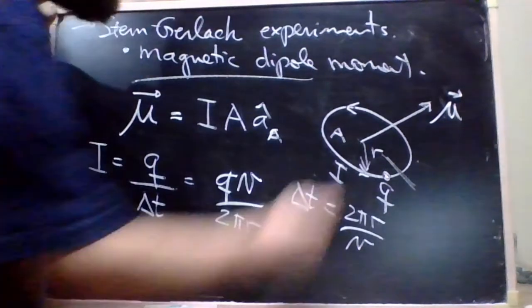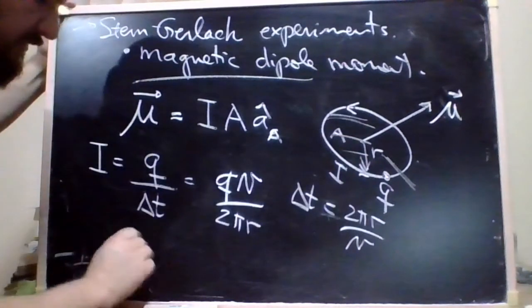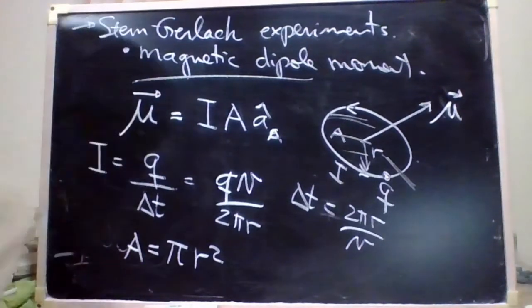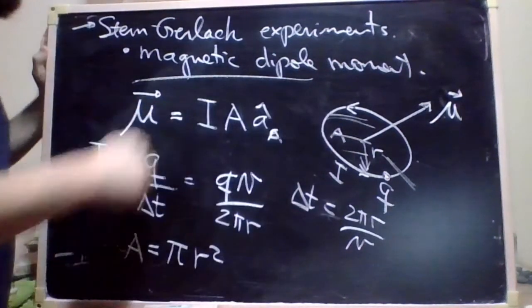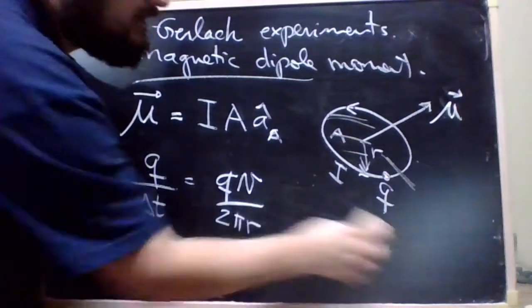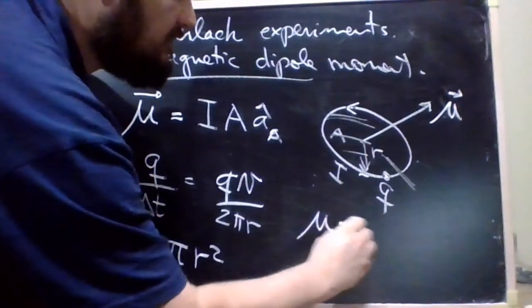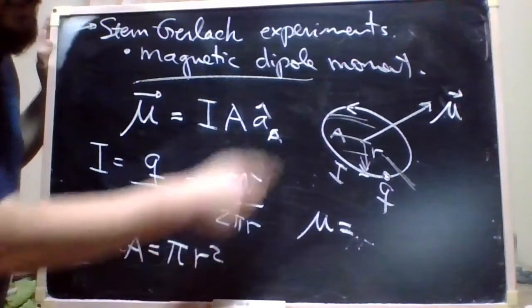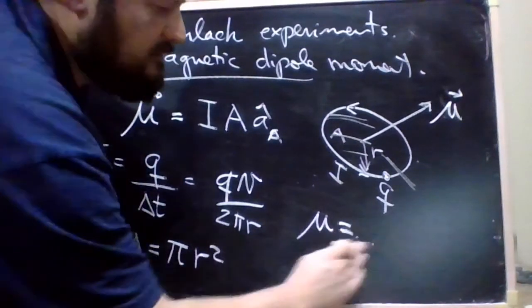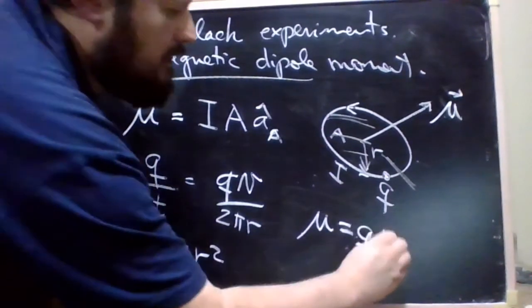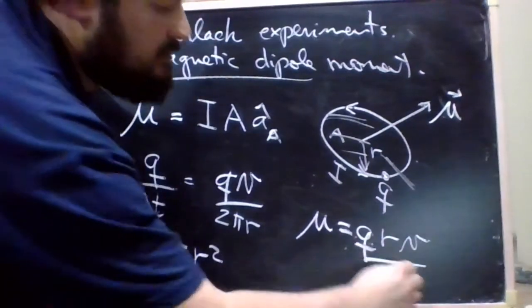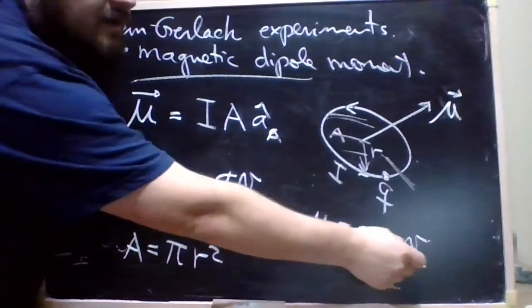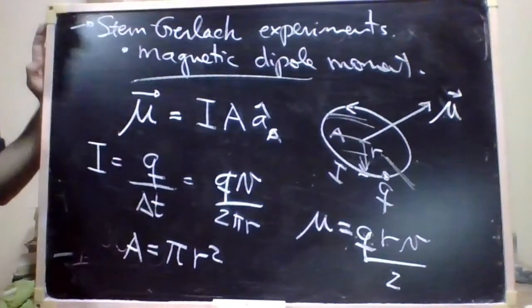And the area of a circle, we already know what it is, pi r squared. So we can compute the modulus of this thing here. In this case, the modulus of the magnetic moment is just the product of this thing by this thing. The pi factor is removed, and you'll find out this is q r v divided by 2, right? The charge of the particle, the radius of the orbit, multiplying the velocity of the particle.